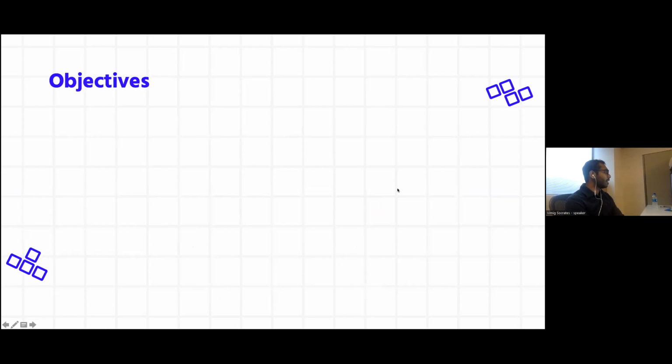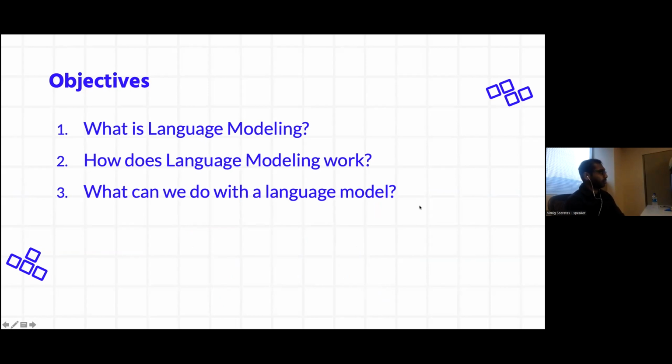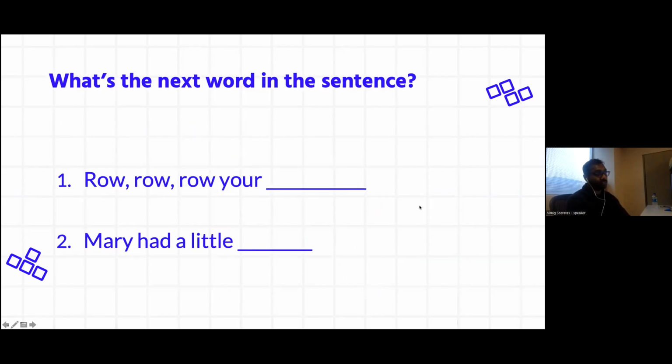Okay. So during this talk today, we're going to be answering 3 main questions. What is language modeling? How does language modeling work? And what can we do with a language model? So the answer to the first question is pretty simple.